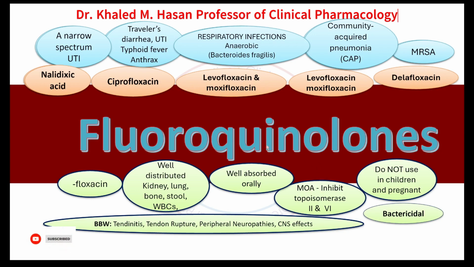How does this medication work? For the mechanism of action, we need to remember that the fluoroquinolones inhibit topoisomerase 2 and topoisomerase 4. We have some warnings and precautions, and we need to remember that. Don't use this medication in children less than 18 years old, or during pregnancy or breastfeeding. We have a black box warning. We are going to speak about that.